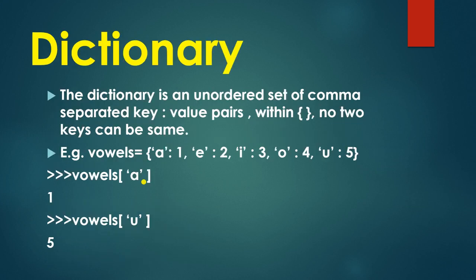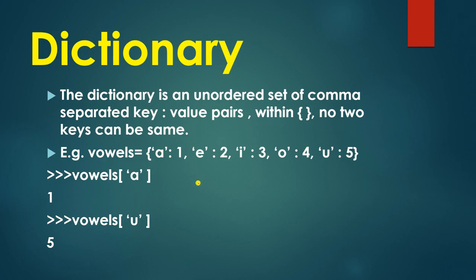Next is dictionary. A dictionary is an unordered set of comma separated key value pairs within curly braces. No two keys can be the same. A dictionary is always in curly brackets, followed by key value pairs. So here A, E, I, O, U are the keys, and 1, 2, 3, 4, 5 are the values of these keys. And no two keys can be the same in any dictionary.